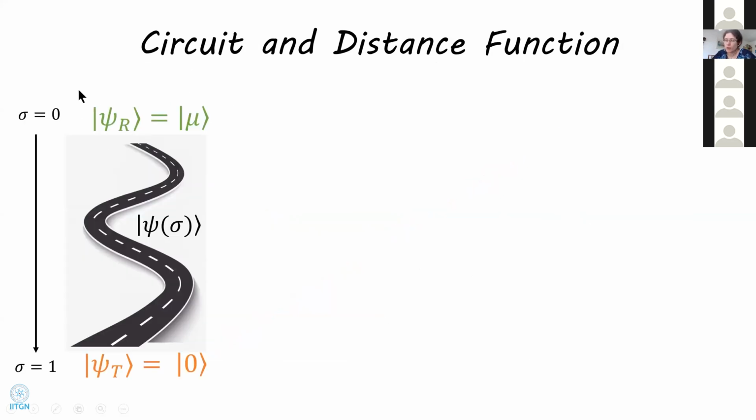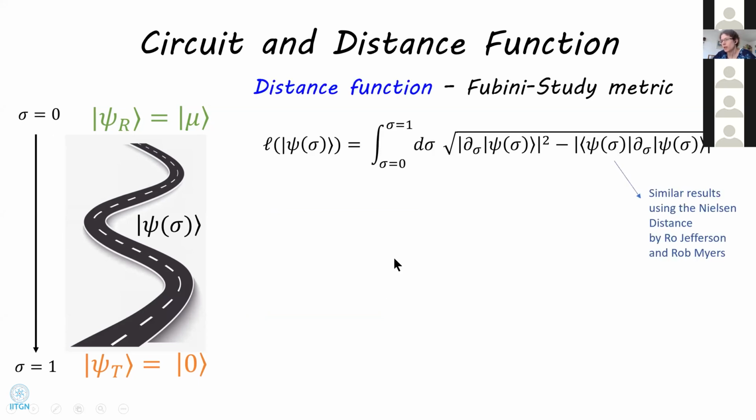All right, so now we have a lot of components. We know that we are starting with the reference state, going to the vacuum along a series of states psi of sigma. Sigma is a path parameter running from 0 to 1. And now I need to tell you what the distance function is that we chose and what the gates are, etc.